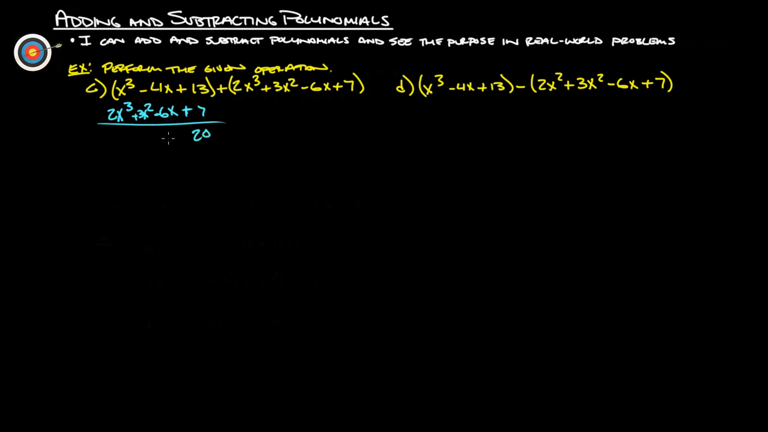Negative 6x and negative 4x is negative 10x. There's nothing to add the 3x squared to, so I'm going to put 3x squared here. And then x cubed, there's one of those, plus 2x cubed is 3x cubed. And since this is positive, we're going to want to put a positive there. And that is simply adding those two together.